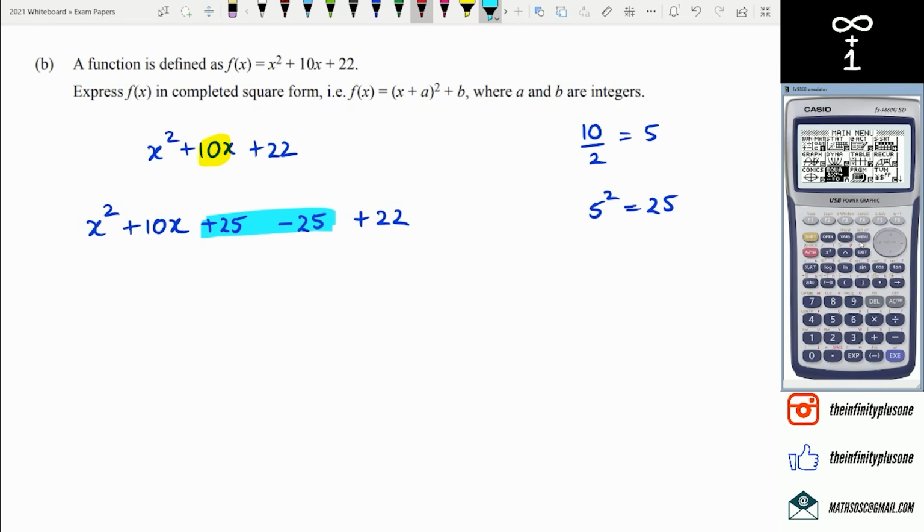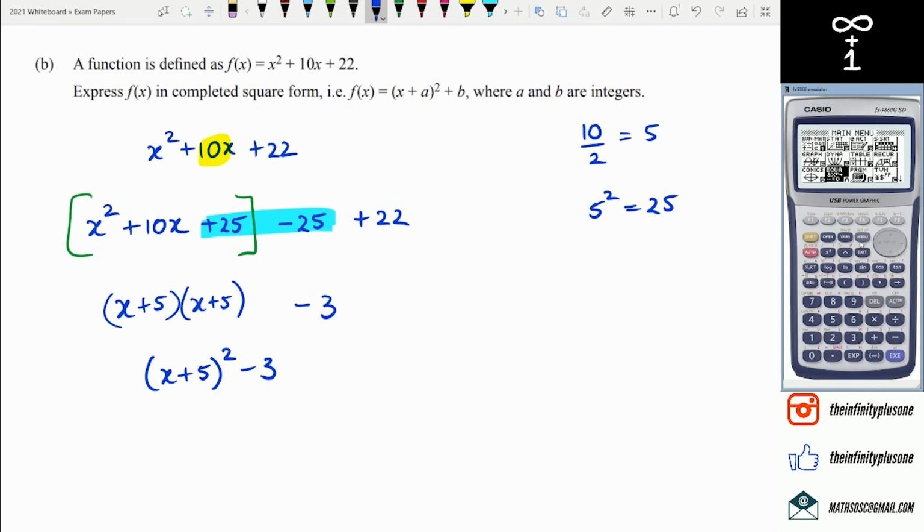Now what I'm going to do is factorize just this part here because that is going to be a nice square number. So that's going to factorize into x plus 5 and x plus 5. And I've got negative 25 plus 22 equals negative 3. So now I can actually rewrite this as x plus 5 squared minus 3. That's pretty much how you do this question here. So this is actually worth achieved as well, I believe. Yep.